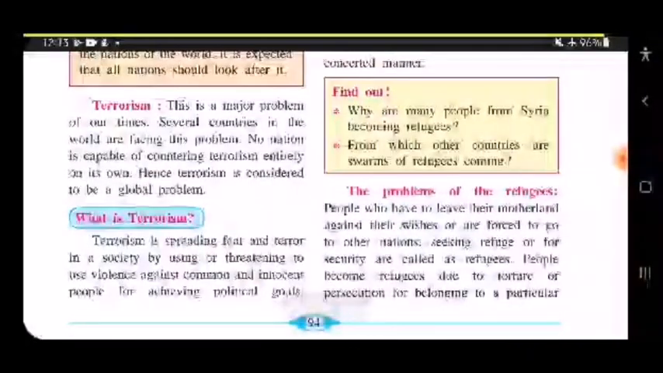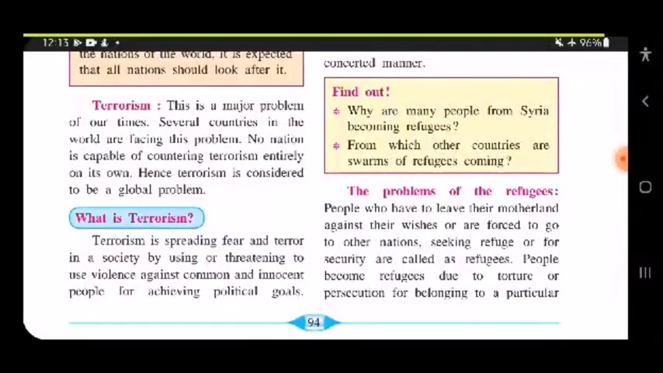Now, next, let us look at the point terrorism. Now, we all know that this is a major problem of our times. It is going on right now also. Several countries in the world are facing this problem. No nation is capable of countering terrorism entirely on its own. Hence, terrorism is considered to be a global problem. You can't just blame one country, right? There might be some other countries also into terrorism.